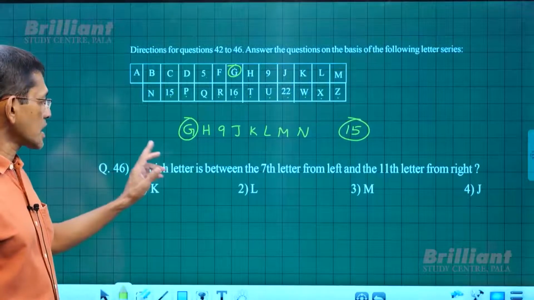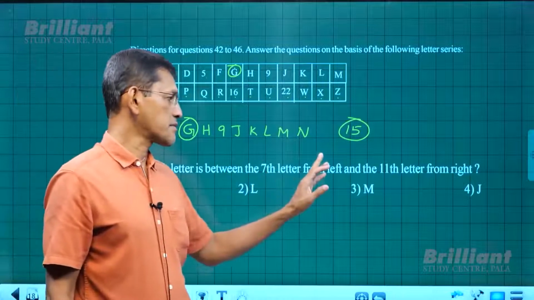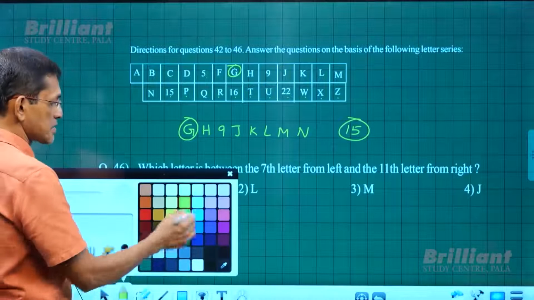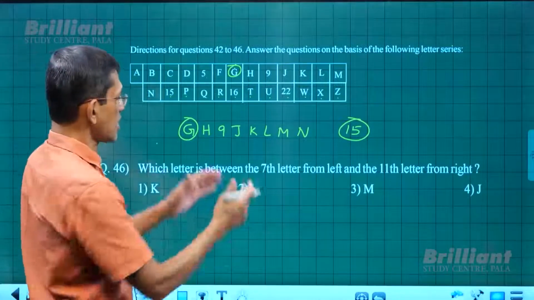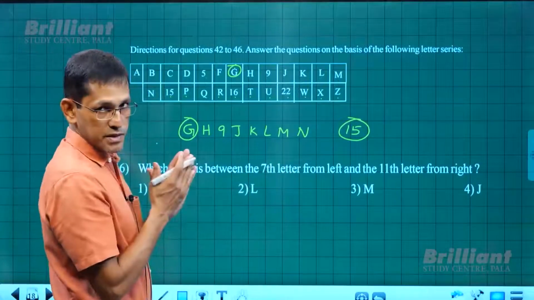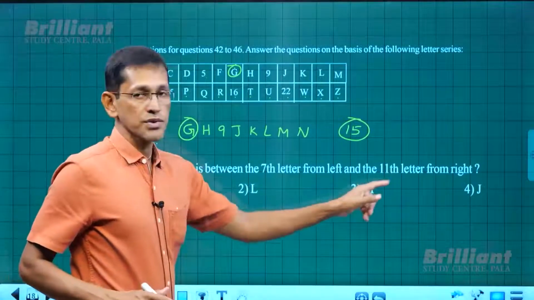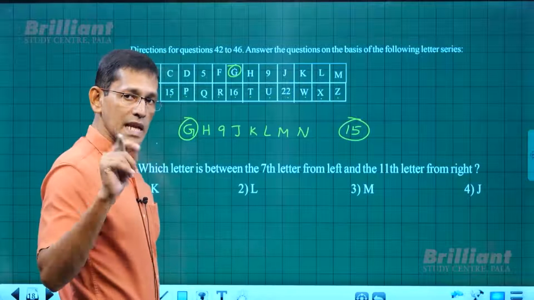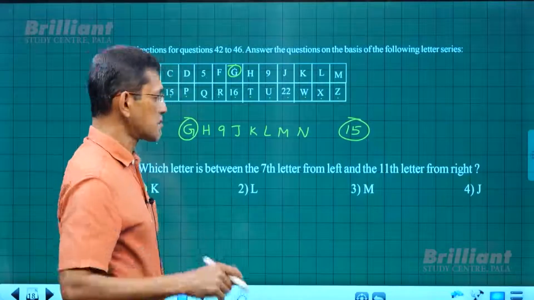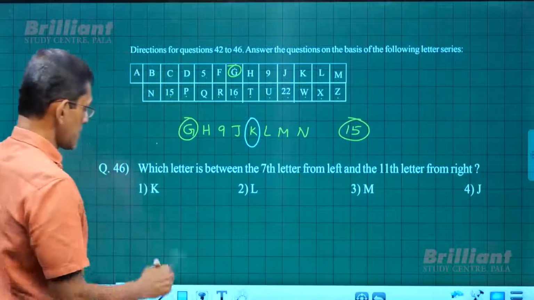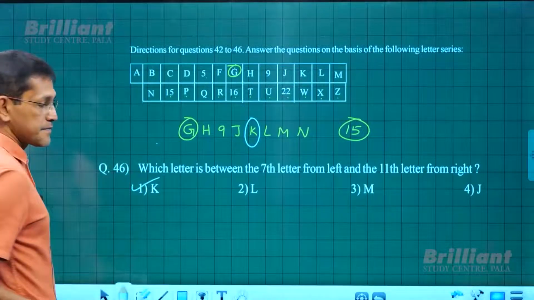The question is, which letter is between the 7th letter from the left and the 11th letter from the right? Between means exactly in between. There are many letters in between, but among the answer choices, we have only one choice in each case. So we have to select the letter exactly in the middle. Which is exactly in the middle? K. So K is the answer.